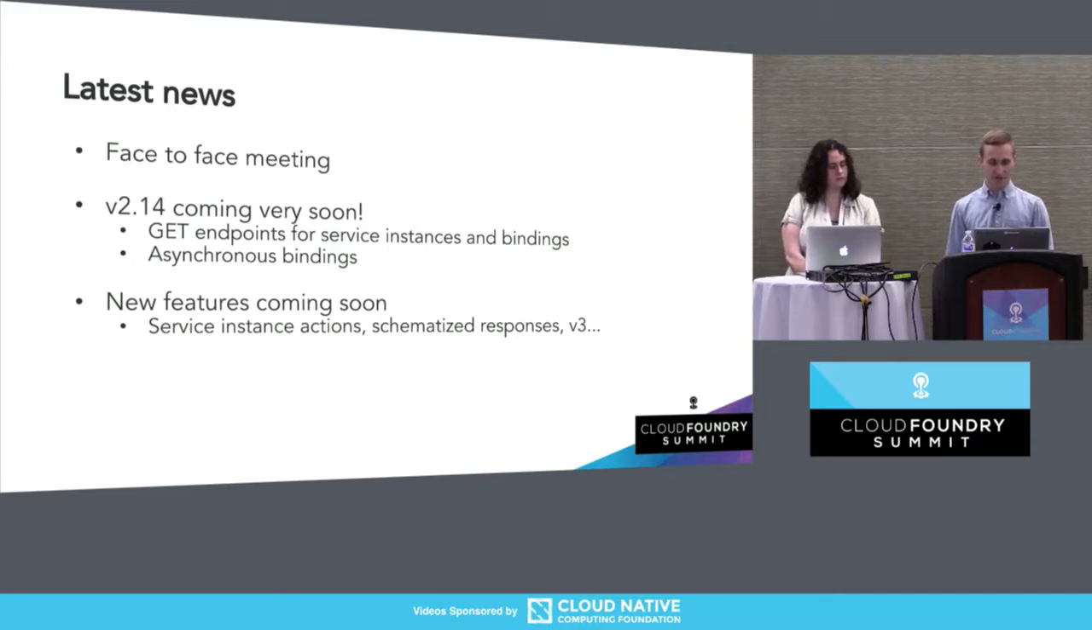The other new features coming soon, Jen mentioned one of them, which was instance actions. There are also discussions about what V3 would look like sometime in the future. And the other one I think is useful to call out is schematized responses. I said earlier that bindings are abstract. Sometimes they're an IP, sometimes a URL, sometimes a username and password. If we can define those really well and have platforms programmatically understand them, then platforms can do some really awesome things, like network automation. So you see an IP address come back, and if you're allowed to talk to that IP, we could have a very fine-grained security system where you open up access from one application to that specific IP address.